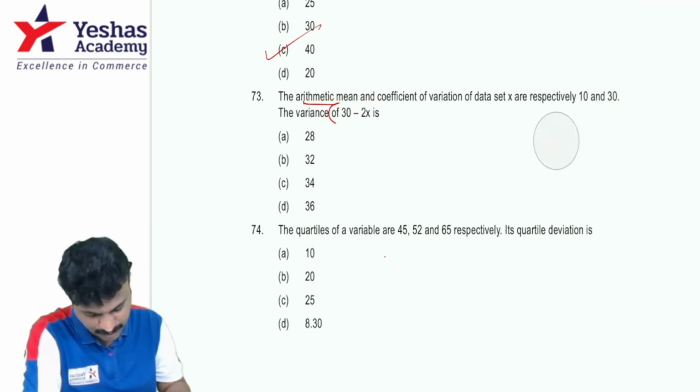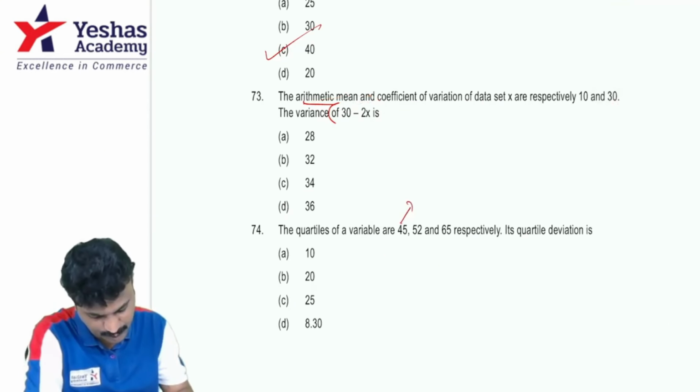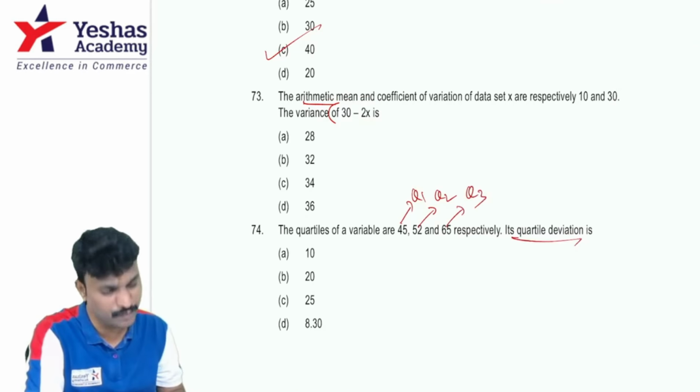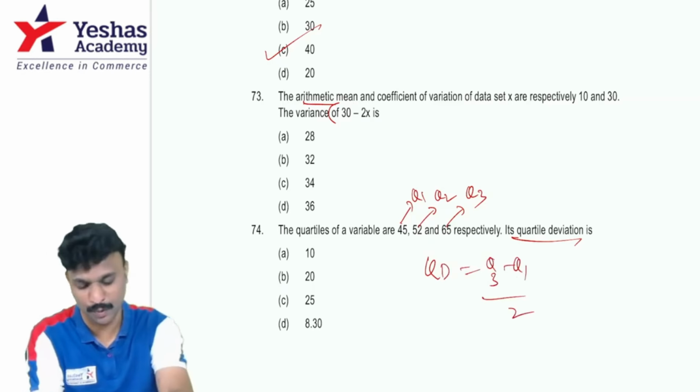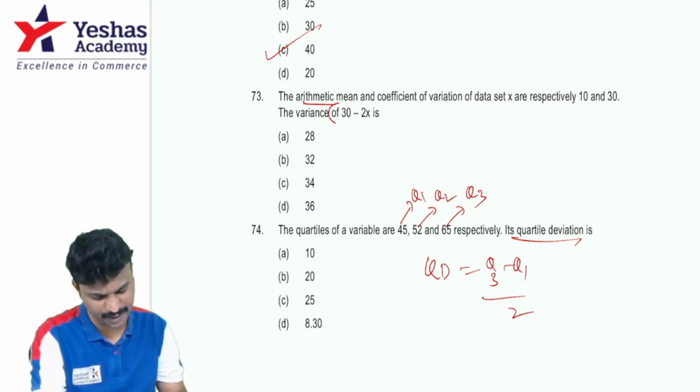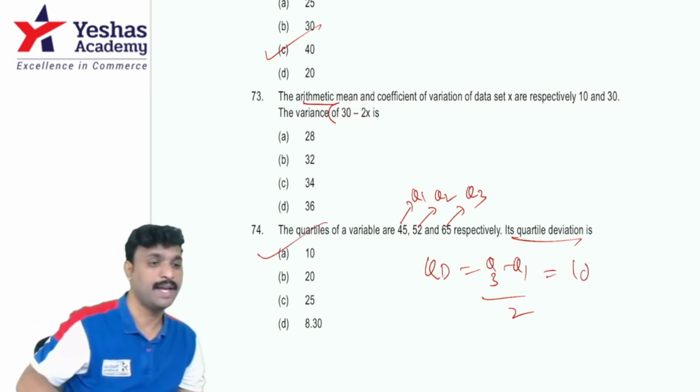They have given quartiles of a variable. That means 3 quartiles are given, Q1, Q2 and Q3. They're asking us to find QD. What is QD, guys? Q3 minus Q1 divided by 2. So 65 minus 45 is 20. 20 by 2 is 10. Option A is the right answer.